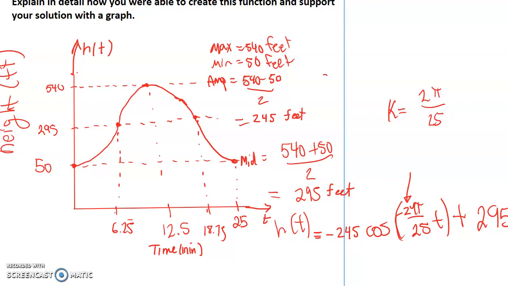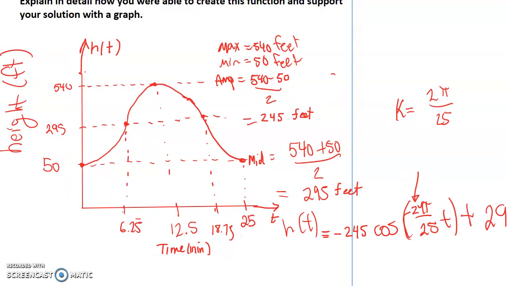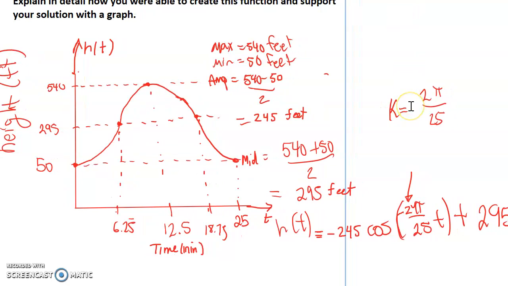And now for question 2a. First, I use the given max and min values to find the amplitude and the midline. I also know that the period is 25 minutes for a full rotation. Therefore, the k value is 2 pi over 25. And since the rider starts at the minimum point, I can use the negative cosine function to write the equation.